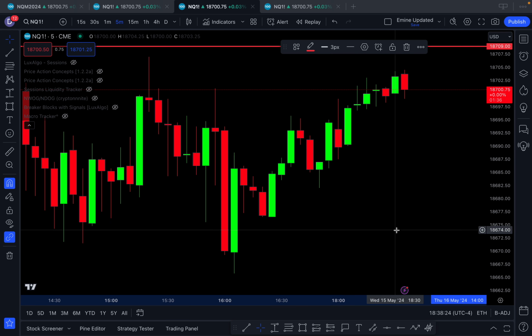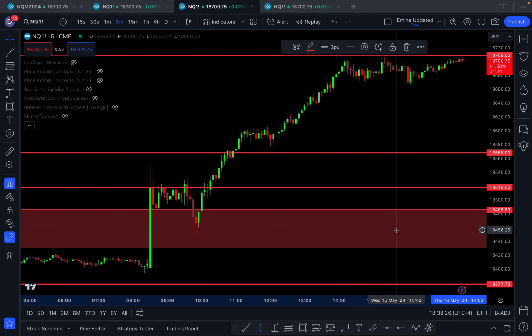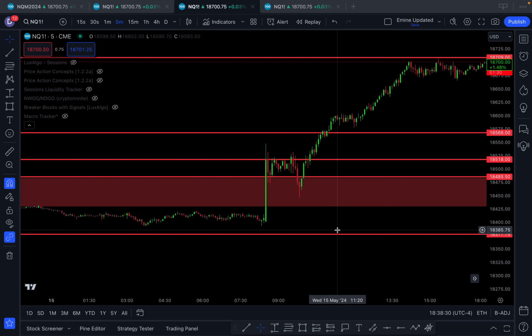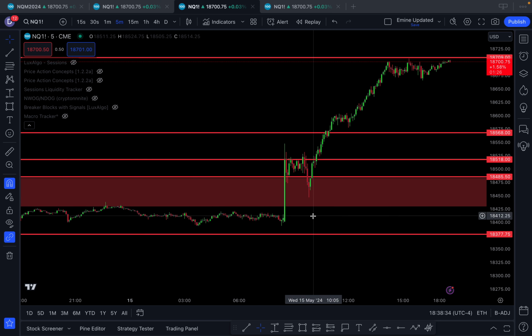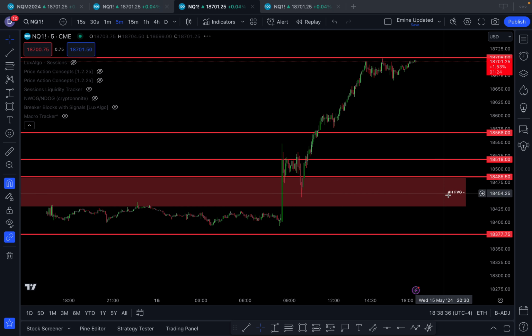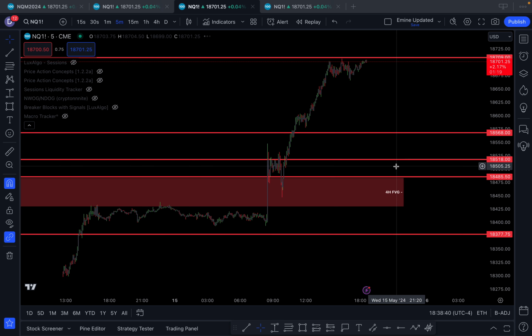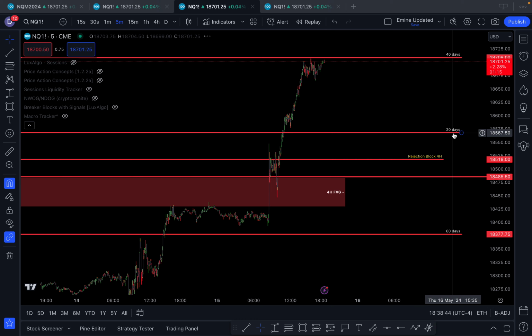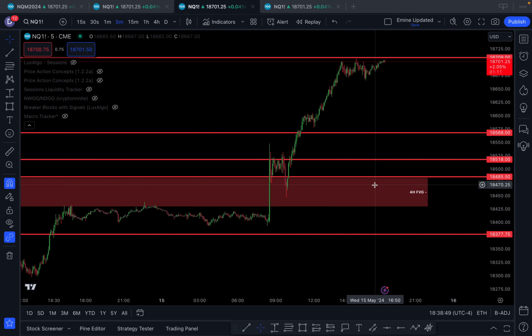Why? Because we have CPI. CPI is known to destroy anything that the algorithm would normally respect. So the algorithm should respect the high time frame PD areas like the 4-hour fair value gap, these daily rejection blocks, especially because it's the strongest PD array. And we have two of them, all right? So you should be going short, right?